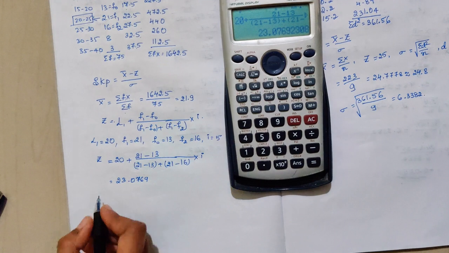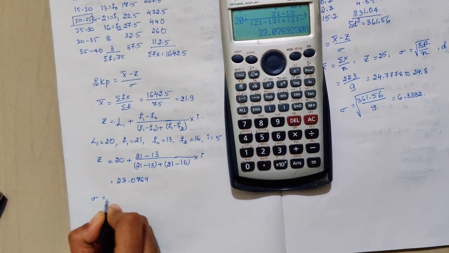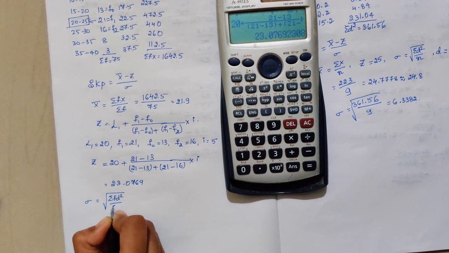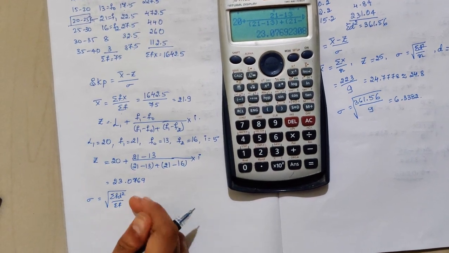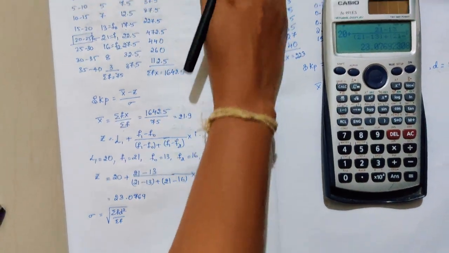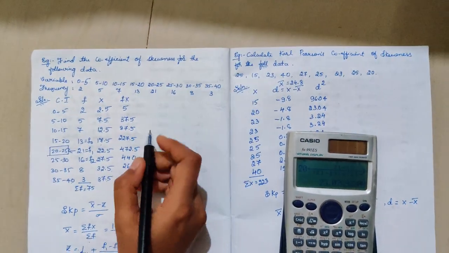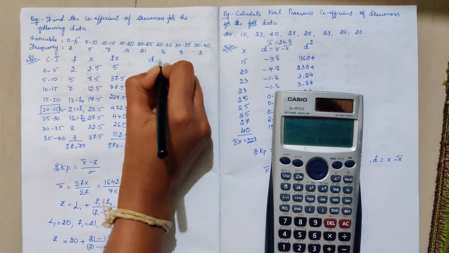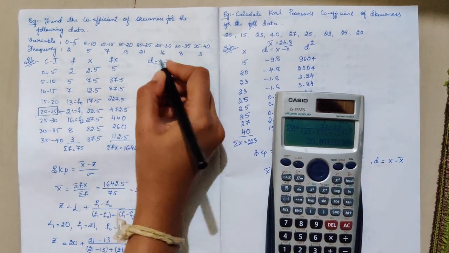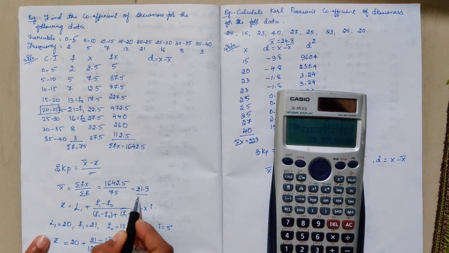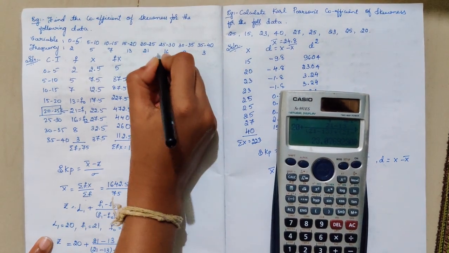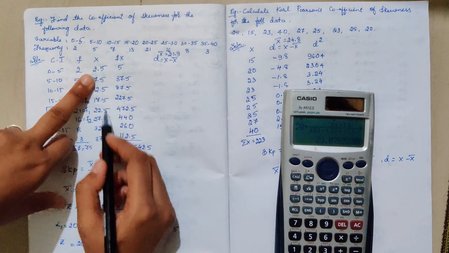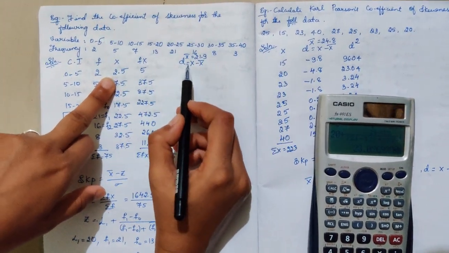Now we have to find the sigma value. To find sigma, the formula is the square root of summation fd square divided by summation f. So now we have to find the d value. Before finding d square, first we have to find d. D is nothing but x minus x bar. We know that x bar value is 21.9. For individual x values, we have to find the d value.